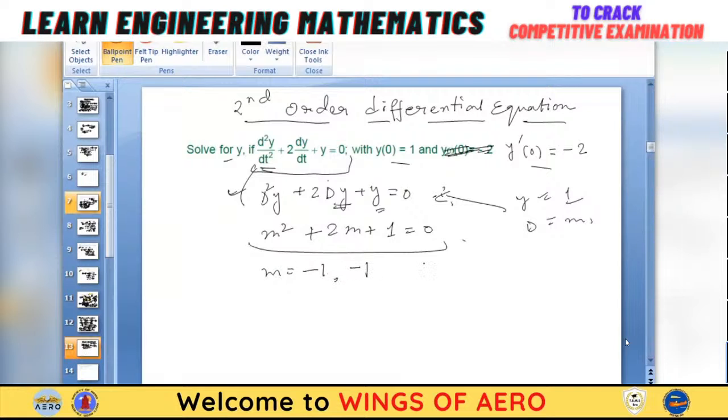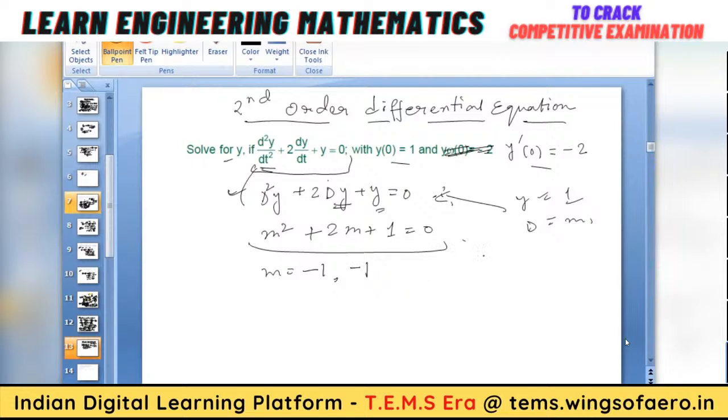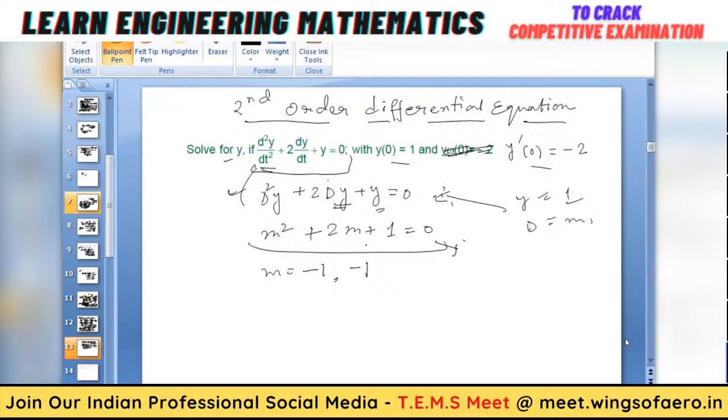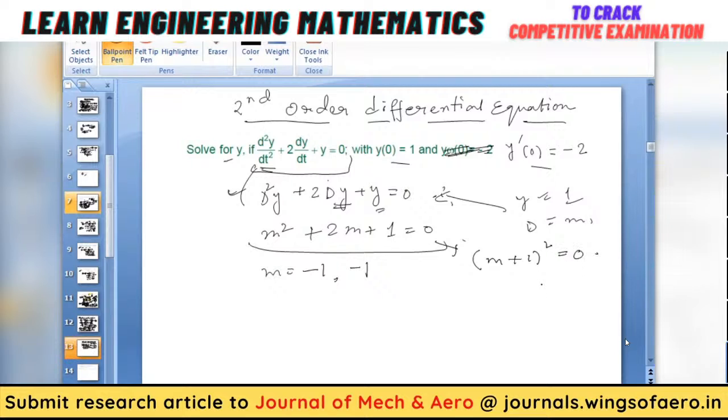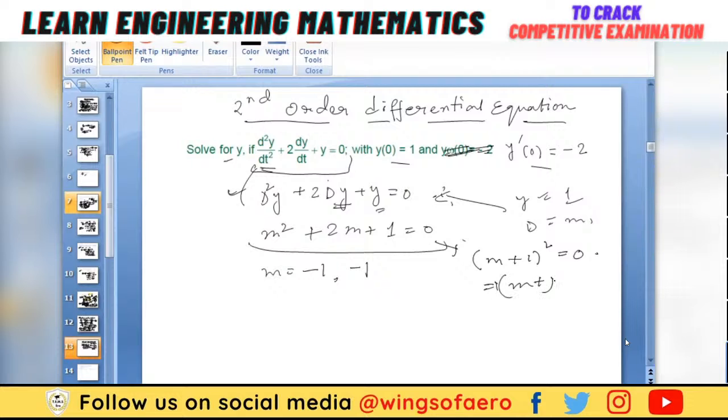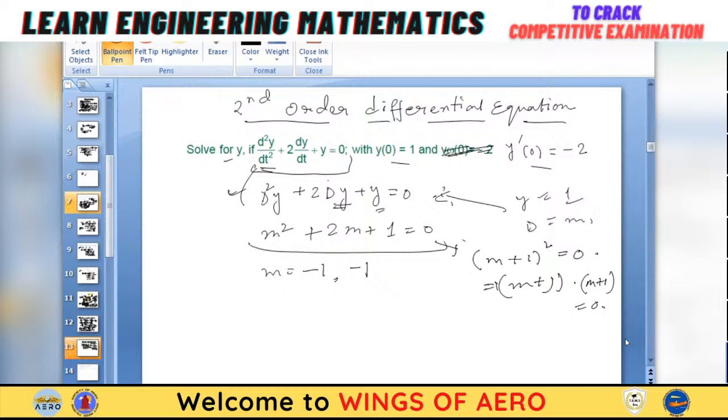Not only minus 1, this is minus 1. Actually, this is (a + b) whole square: m square plus 2m plus 1. What does it mean? (m + 1) whole square is equal to 0. So it means (m + 1) into (m + 1) is equal to 0. It means m is equal to minus 1 comma minus 1.